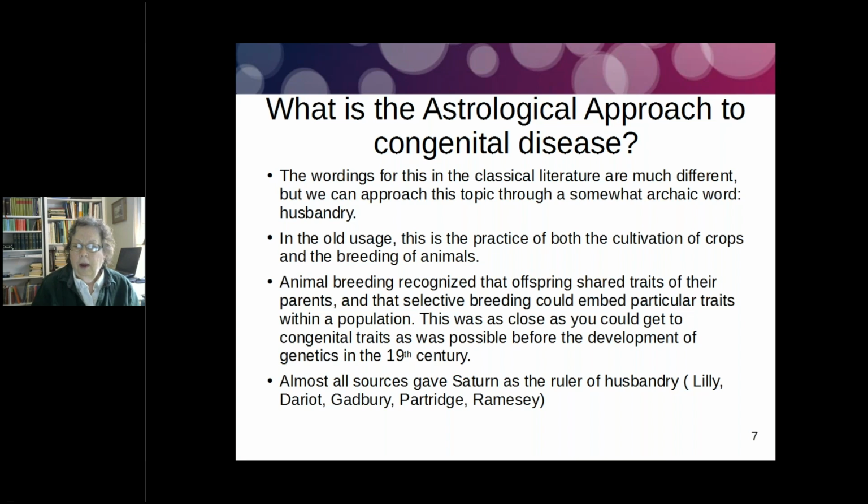Now, almost all sources within the astrological literature identify Saturn as the ruler of husbandry, and here are some of the sources that give that. So we have to assume that this idea of congenital conditions, whether it's disease or whether it's a desired trait, come down to us through Saturn.